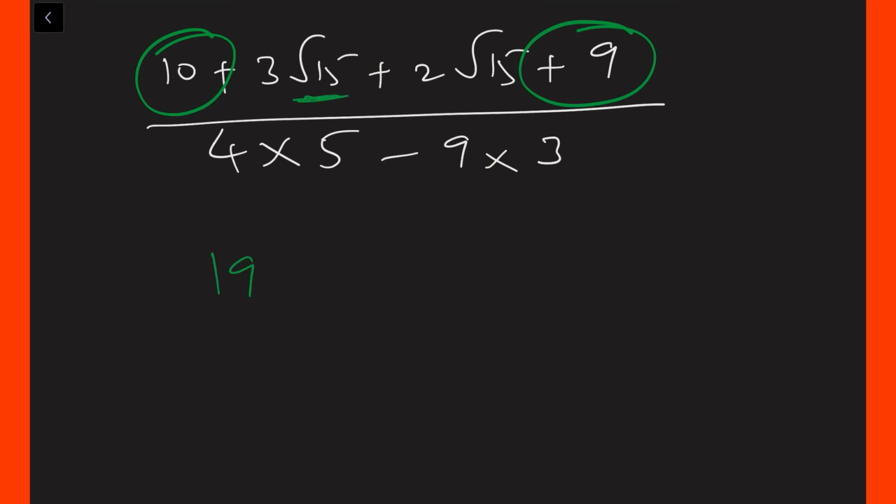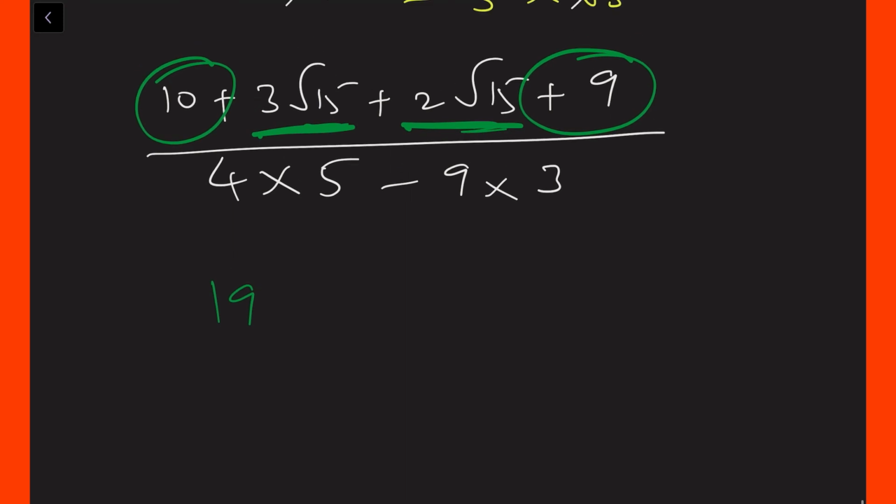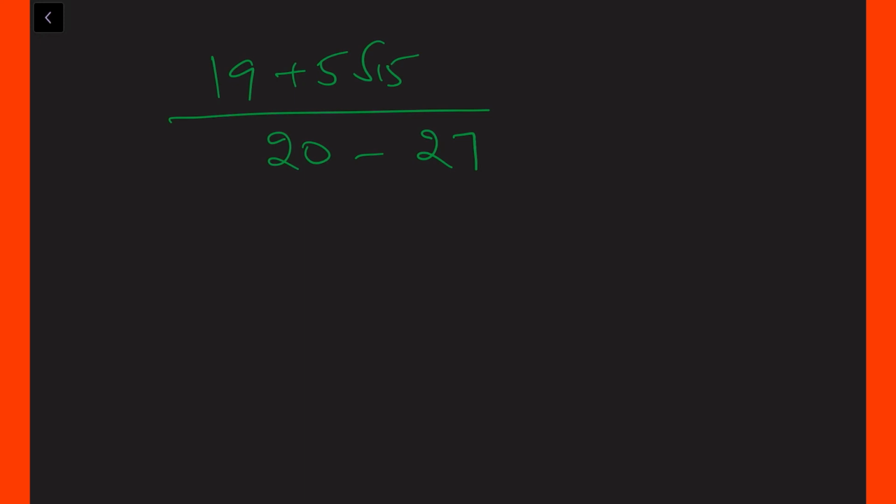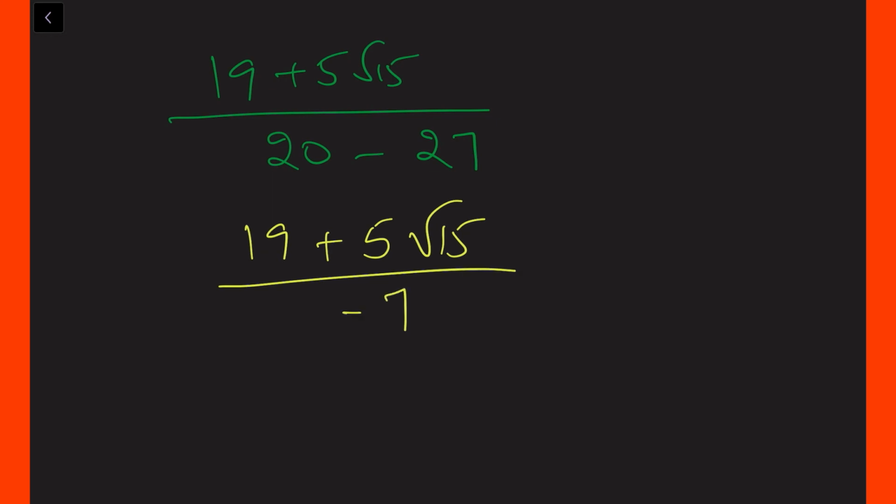Here root 15, here also root 15. So both the radicands are same. Then we can do addition or subtraction. 3 root 15 plus 2 root 15 is nothing but 5 root 15, whole divided by 4 5s are 20 minus 9 3s are 27. Numerator as it is because we cannot simplify it. 19 plus 5 root 15 divided by 20 minus 27, minus 7.